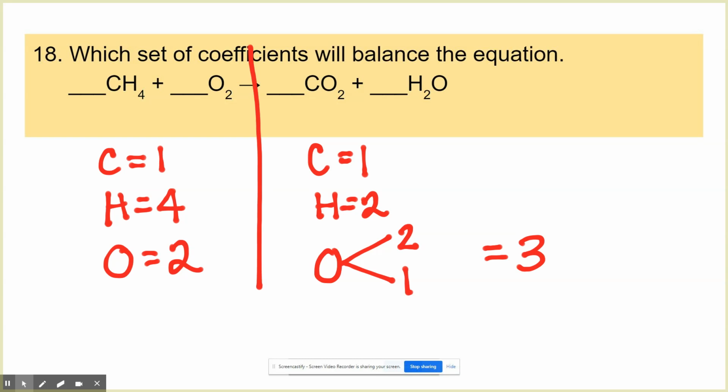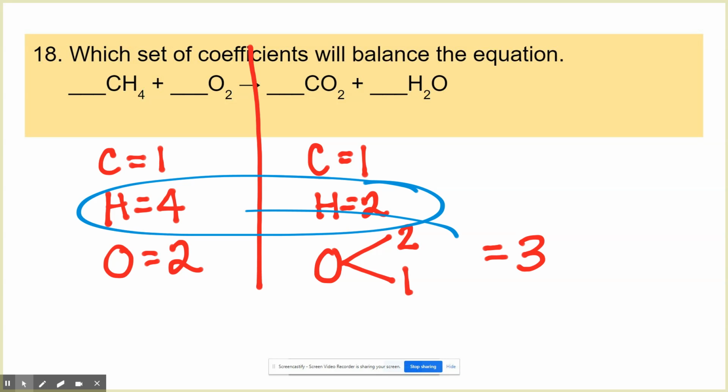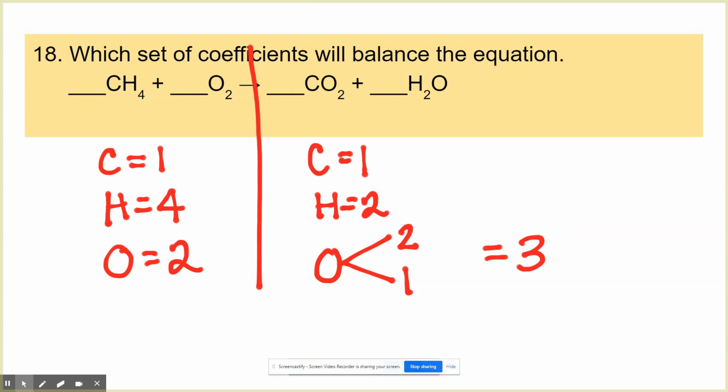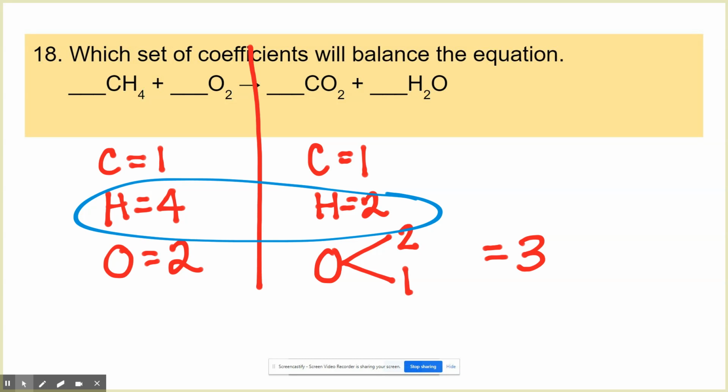So you look at them and you look at which ones are not equal. They're not balanced. If you look closely, guys, the ones that are not balanced are H and O. But remember, you always do O's last. And if an element shows up twice on one side, you do that also last. So let's do the H. Look at H. You got 4 on the left, 2 on the right.